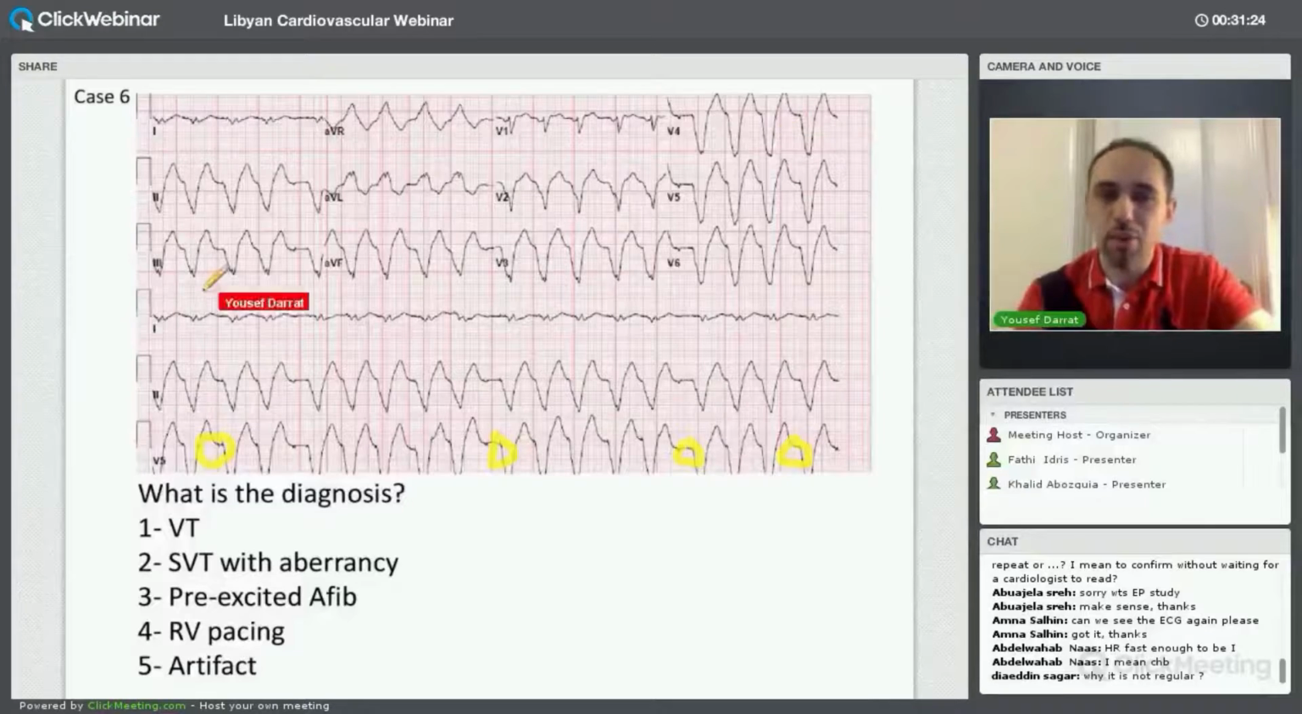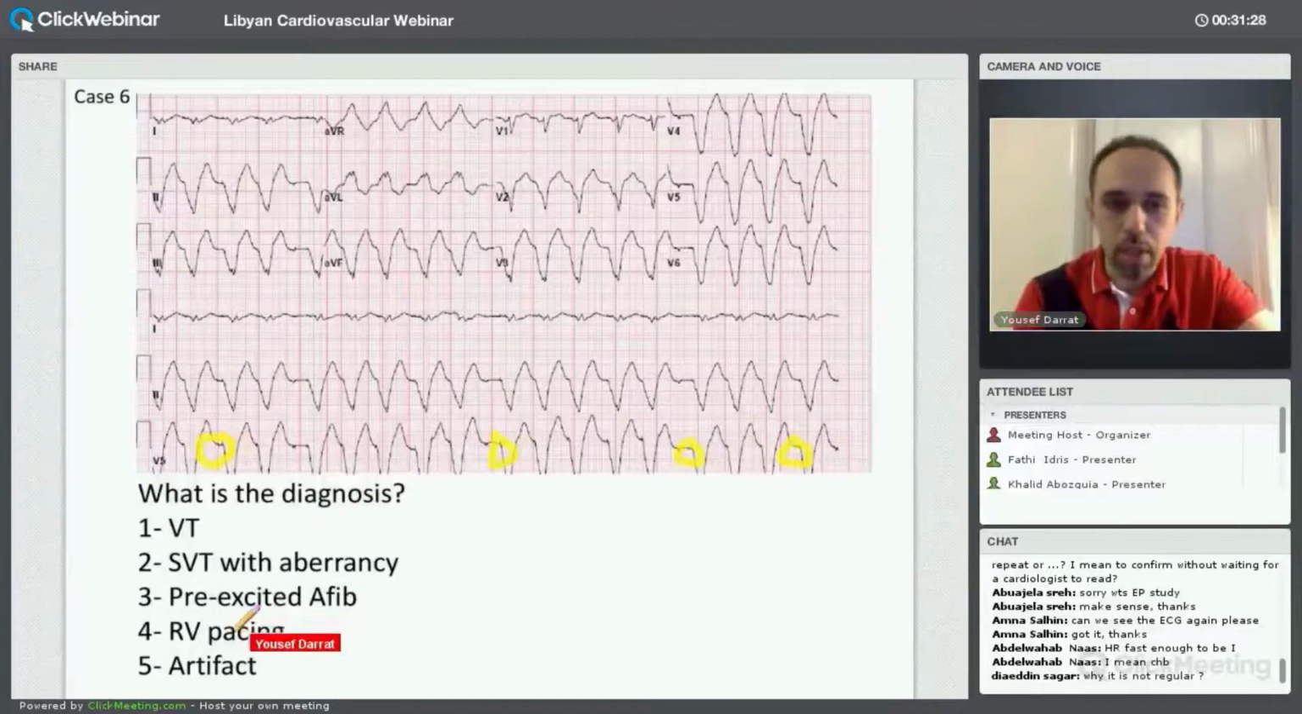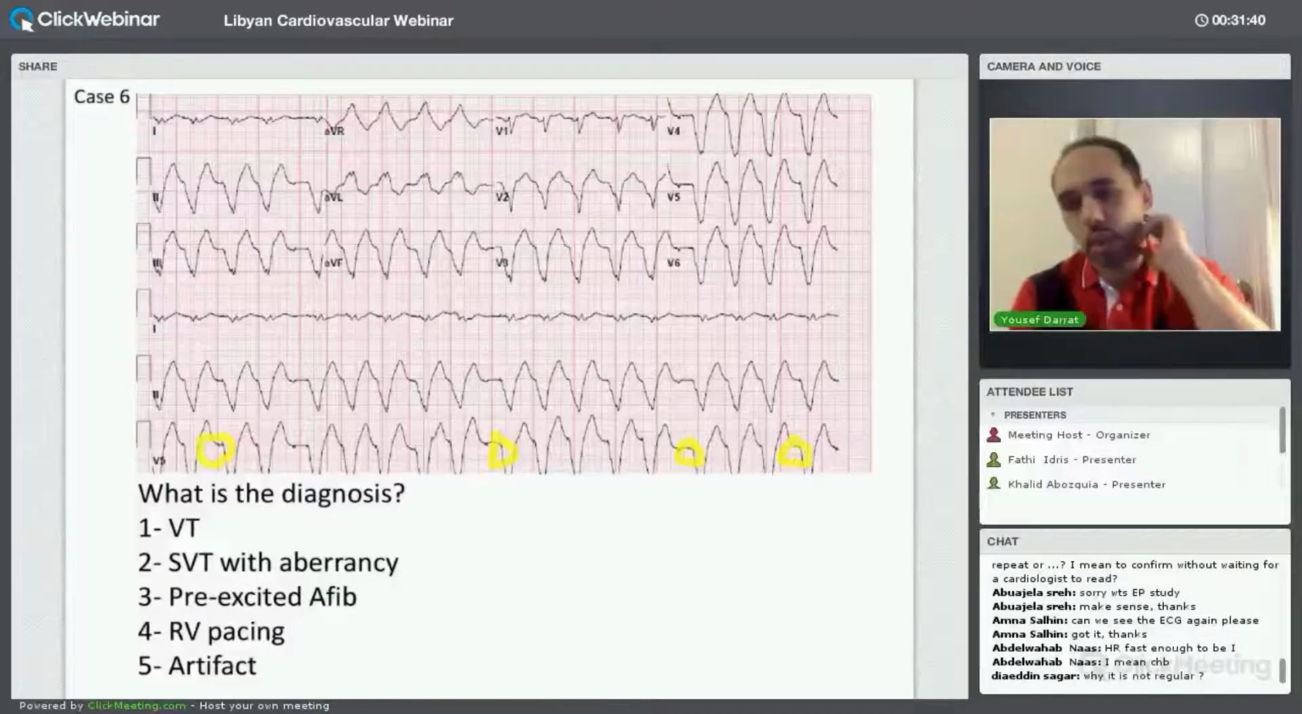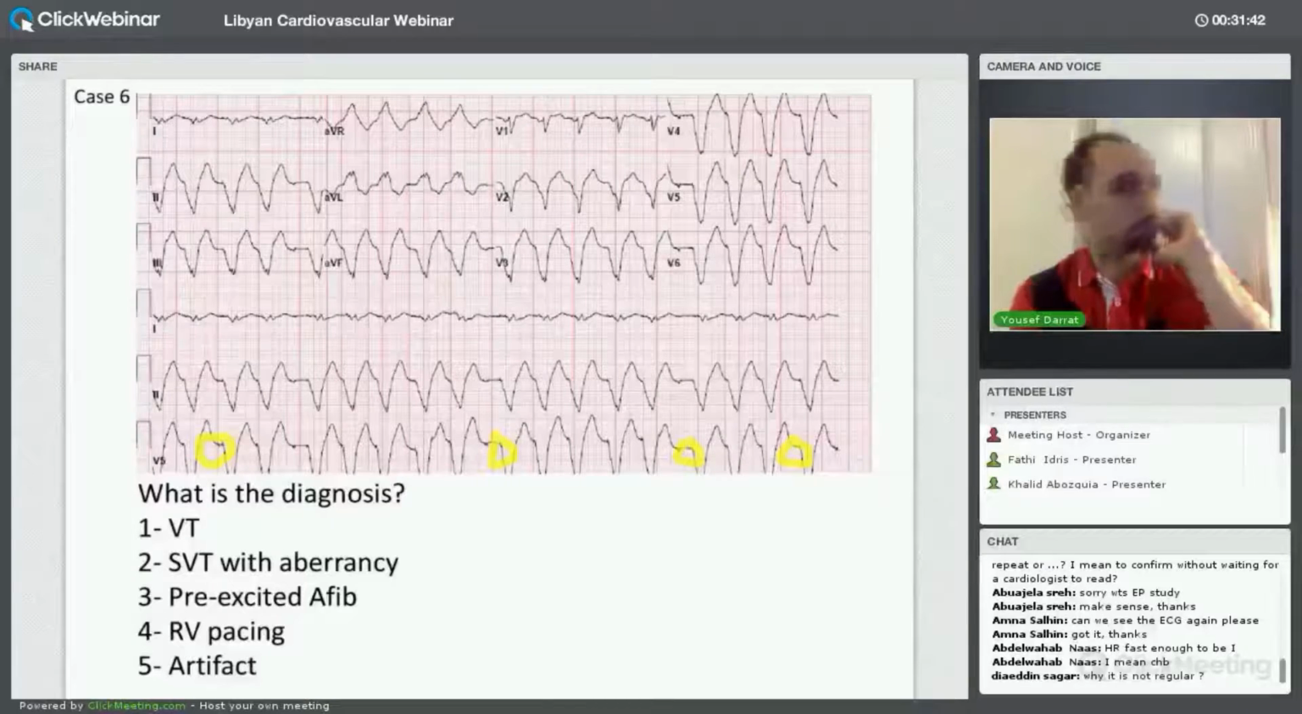So this is either a VT from the apex of the heart or RV pacing, and there's a spike. So this is RV pacing. This is how to summarize the whole case. So this is RV pacing based on the presence of the spike. Okay, we can discuss this further later if anyone has a question, but we have to move on to the next case.